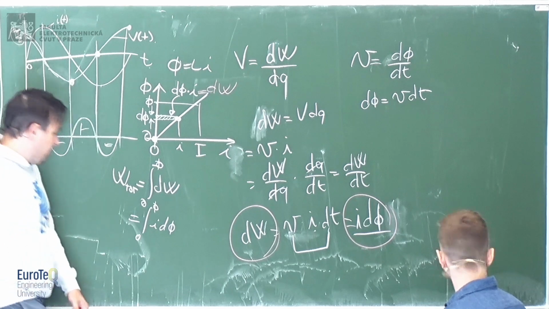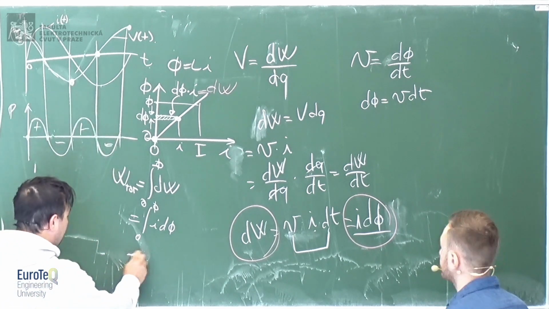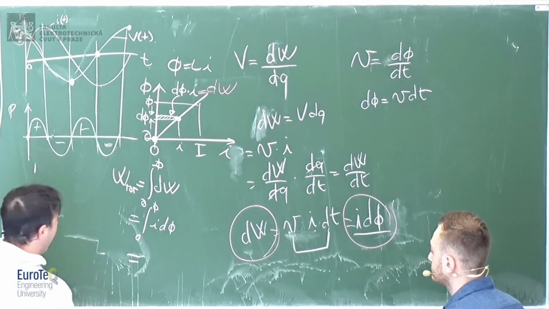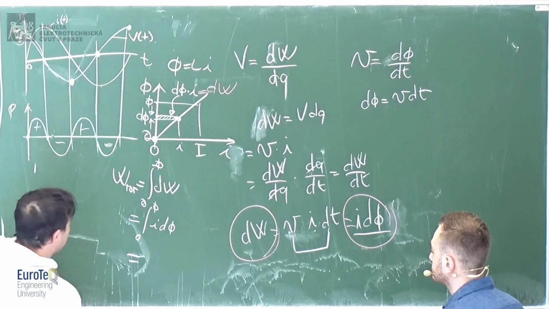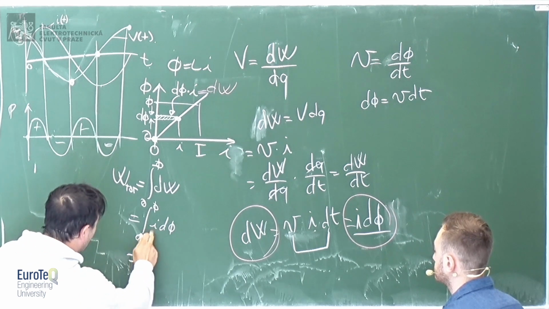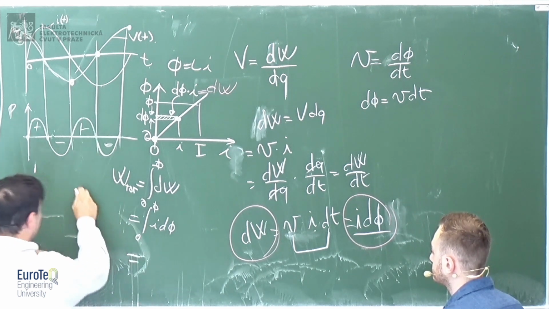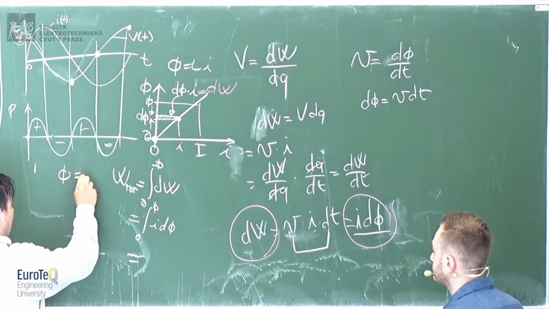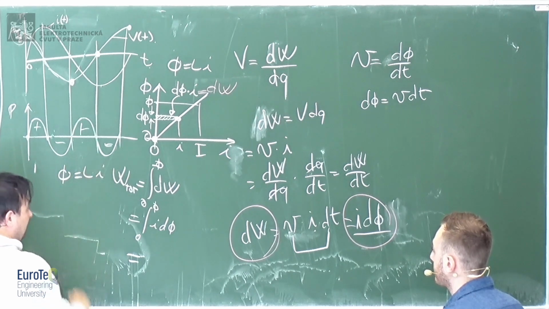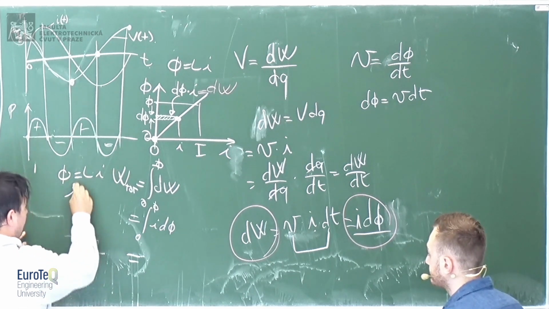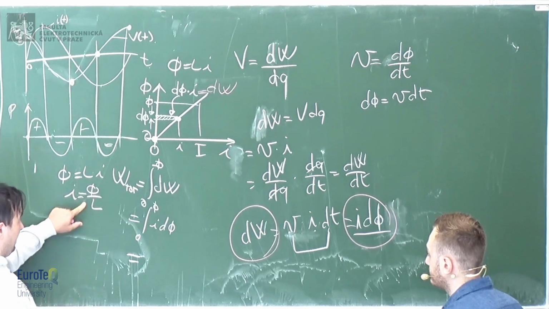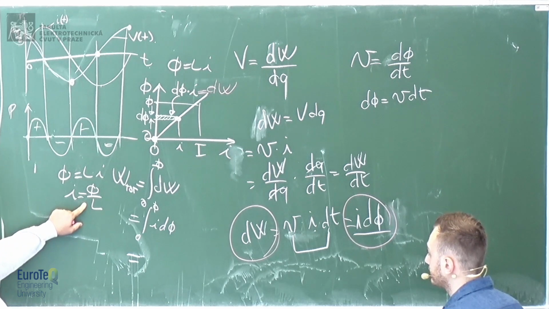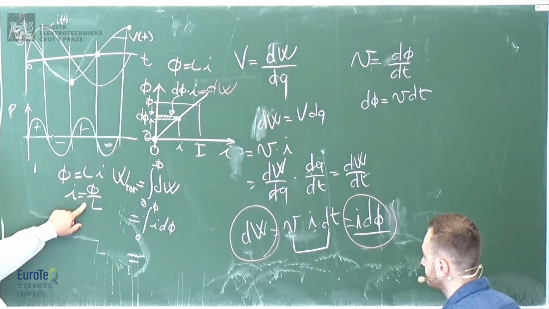So maybe I will sit down here so I can draw it better. So what does it mean? You know that the flux is L times I, right? So I will be the flux phi over L. Excuse me, yes. Did I make any mistake? No, you did not.